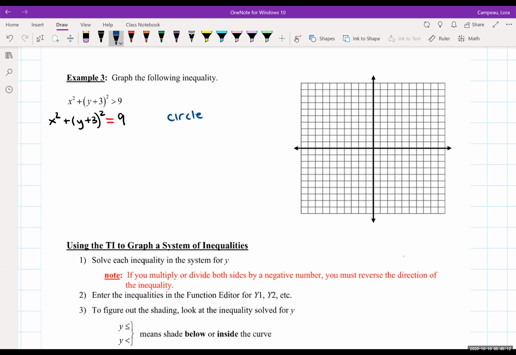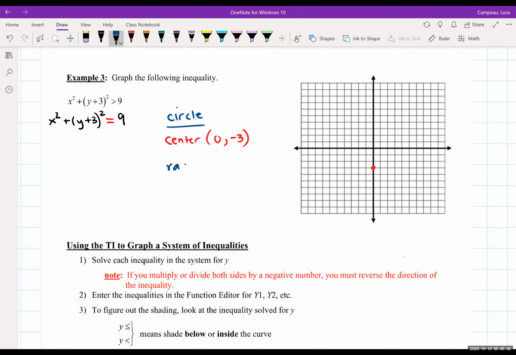And with a circle, we just have to think about, well, what's our center? We have a center (h, k), so it looks like there's no adding or subtracting with the x before we square it, so that we have 0. And then with the y, we should have a -3 as part of that center. So let's plot that, (0, -3). We have that center.